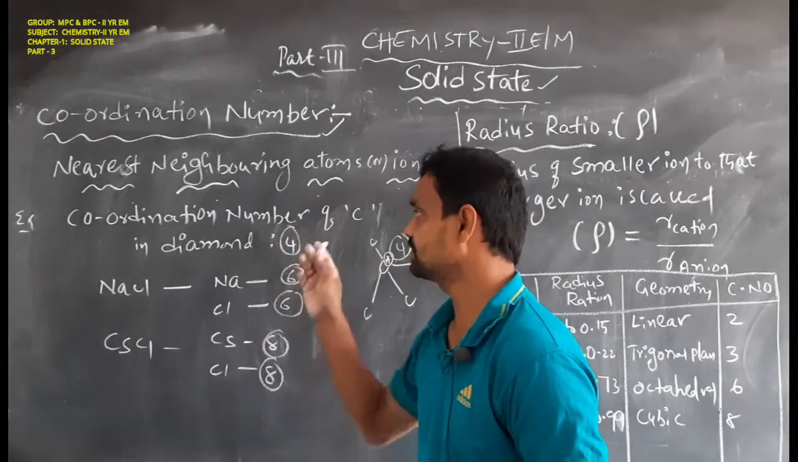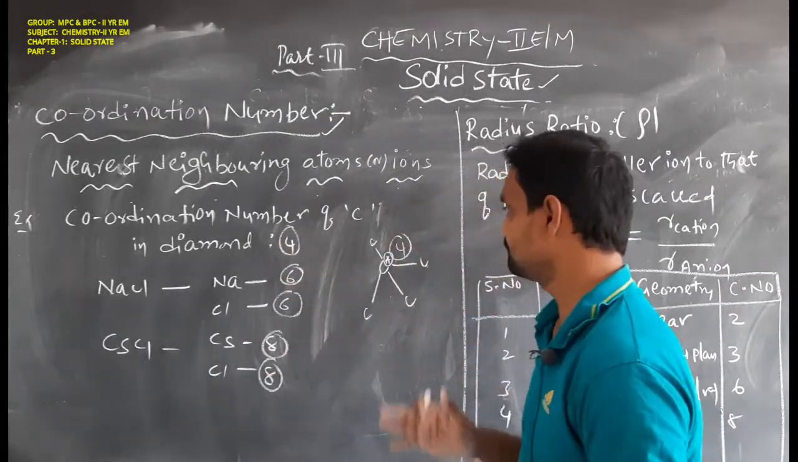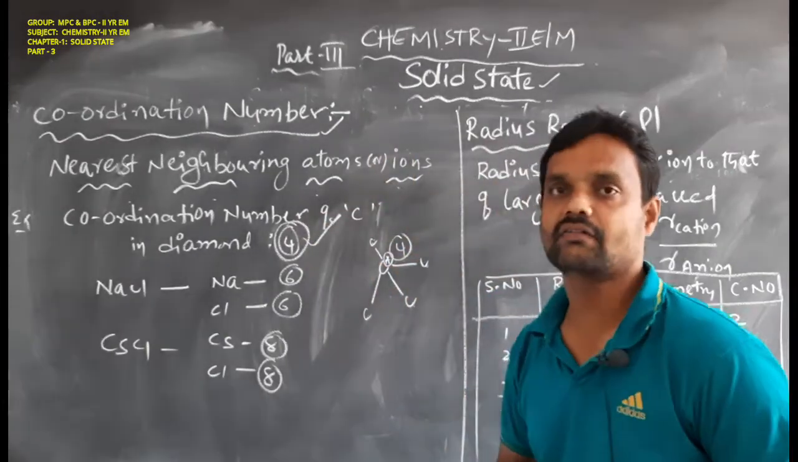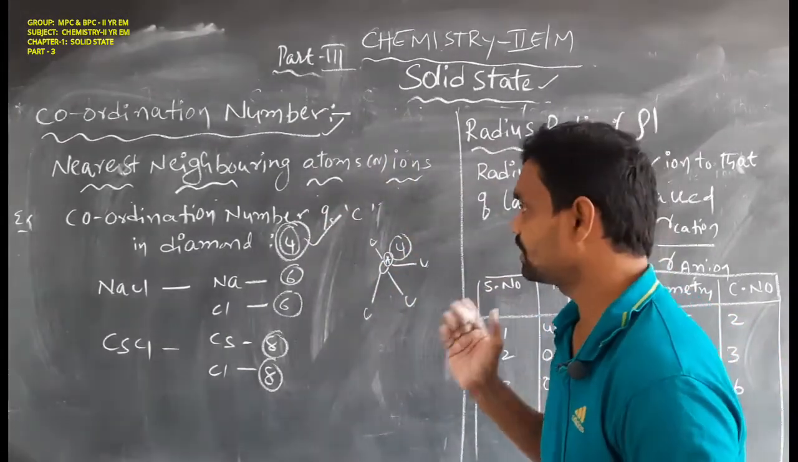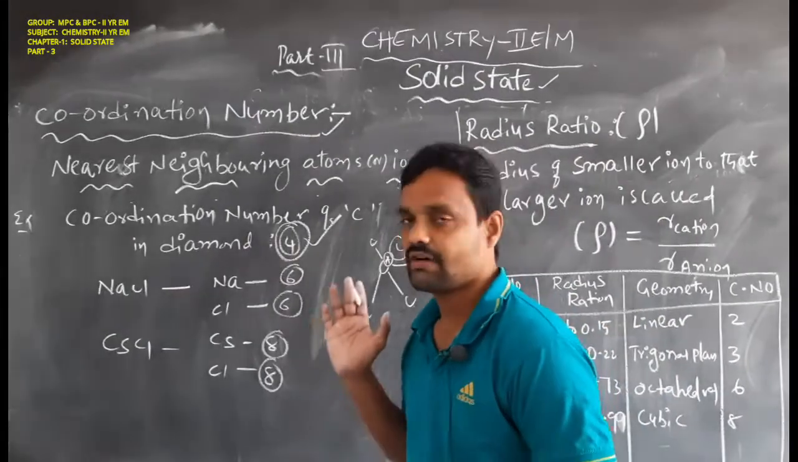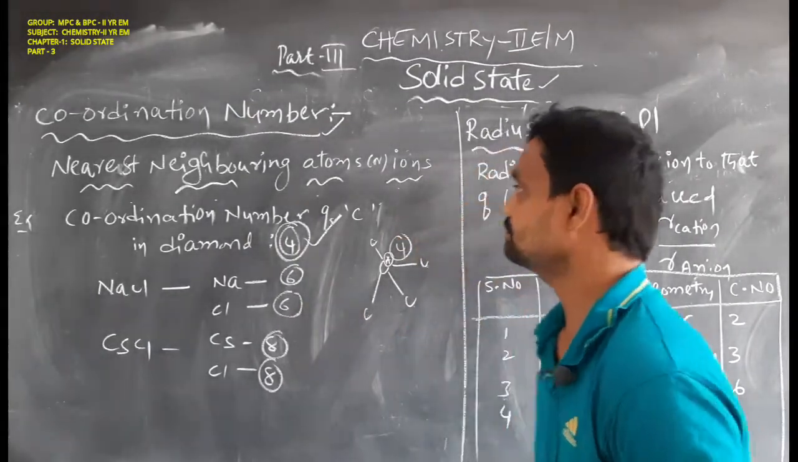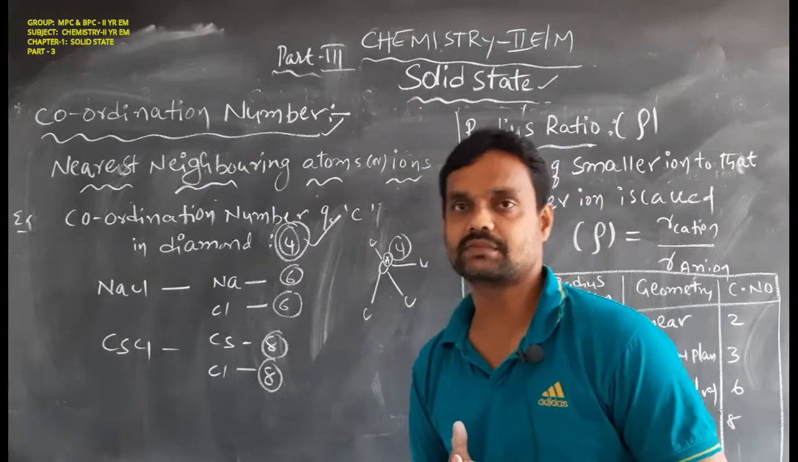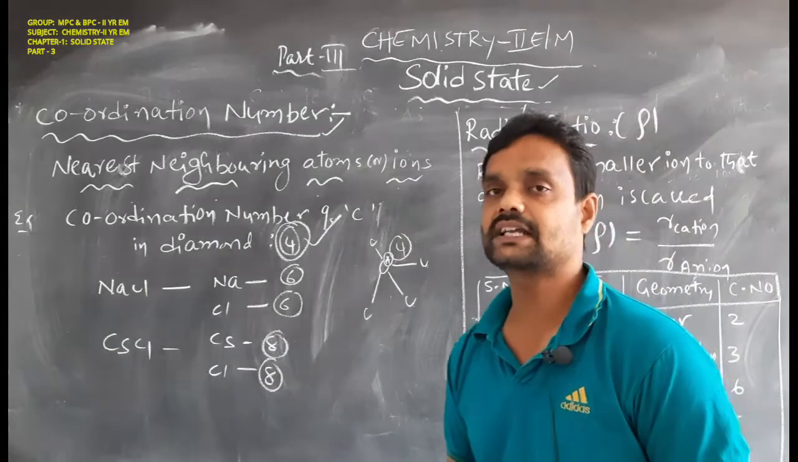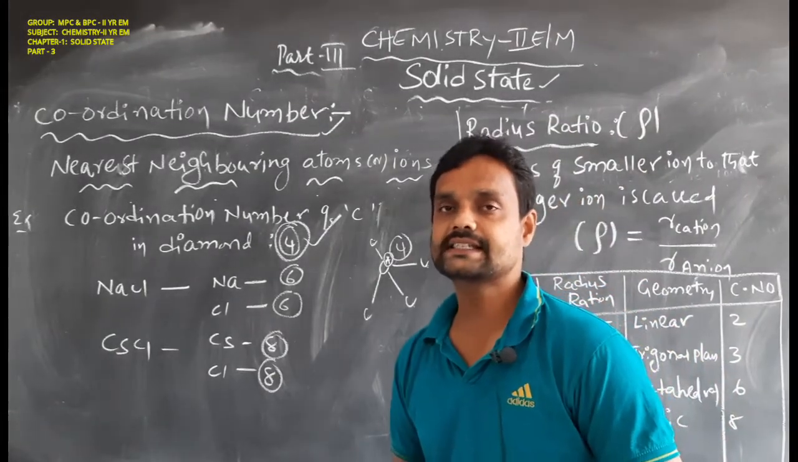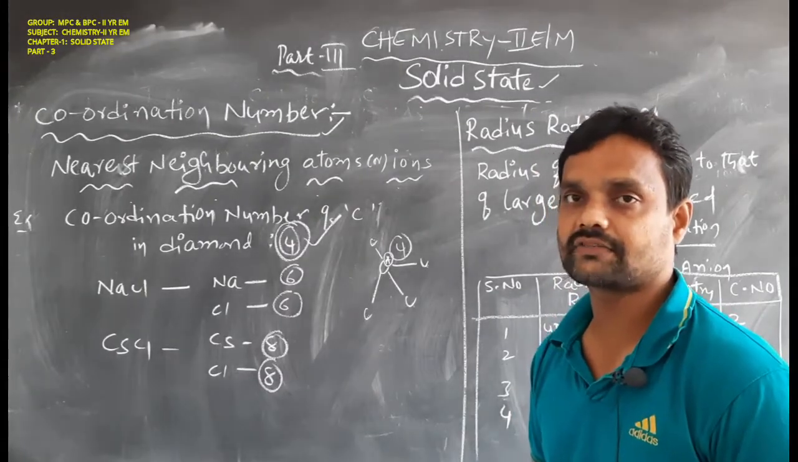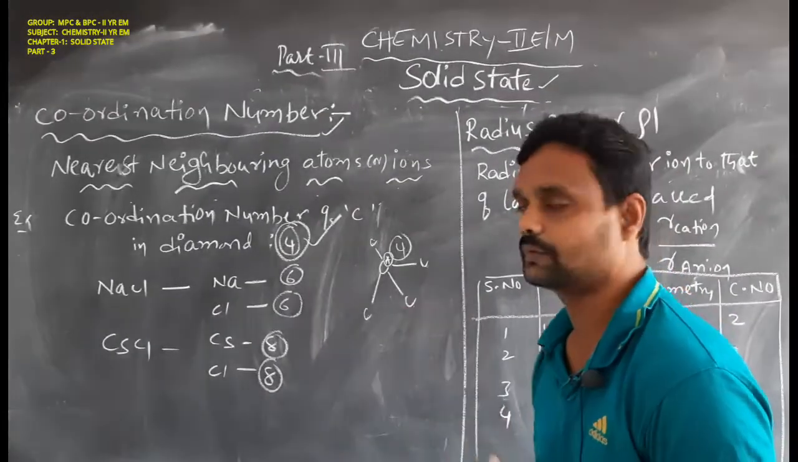For example, the coordination number of carbon in diamond: how much? It is equal to 4. So the coordination number of carbon in diamond is 4. This is the meaning of the coordination number: the nearest neighboring atoms or ions.